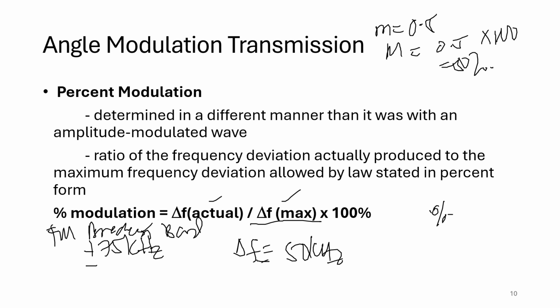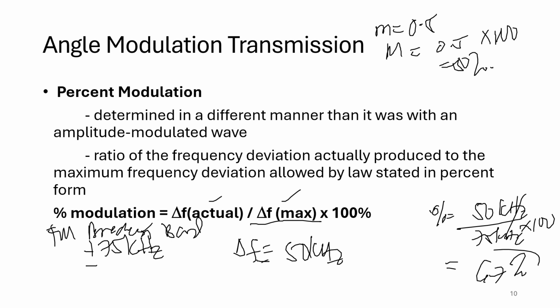In this case, we just have to get the percent modulation. The percent modulation is simply equivalent to 50 kilohertz divided by 75 kilohertz. We cancel the unit, then multiply it by 100. If we solve for that, that will give us roughly 67%. So the percent modulation is the ratio of the frequency deviation.